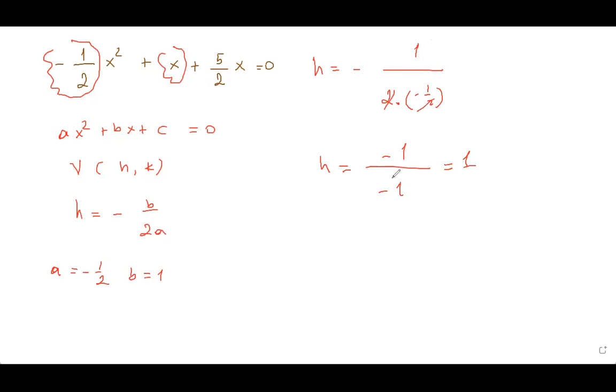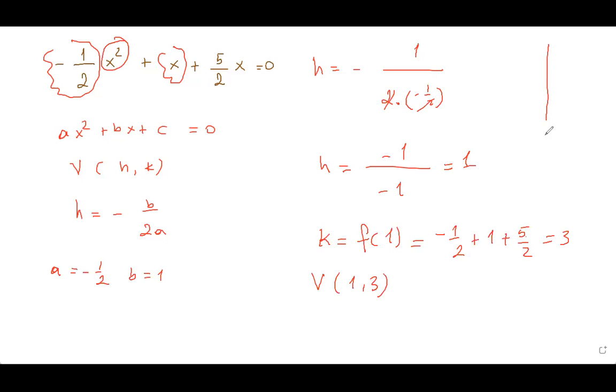And then we can calculate k if I need. This is the question, right? Yes, that's the question. What is k? f at 1, when I put in 1, will be negative 1 over 2 plus 1 plus 5 over 2. 5 over 2 minus 1 over 2 is 4 over 2, which is 2, plus 1 is 3. So the vertex is 1 comma 3.